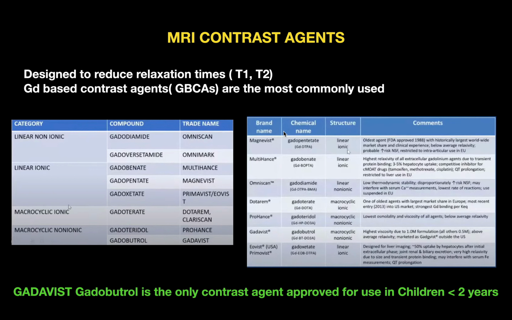Okay, so these are some brand names of the contrast agents, but we must know that Gadovist, that is gadobutrol, is the only contrast agent approved for use in children less than 2 years.